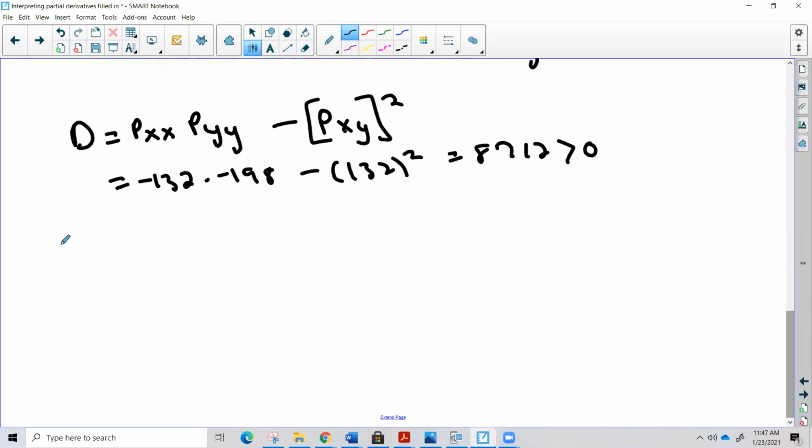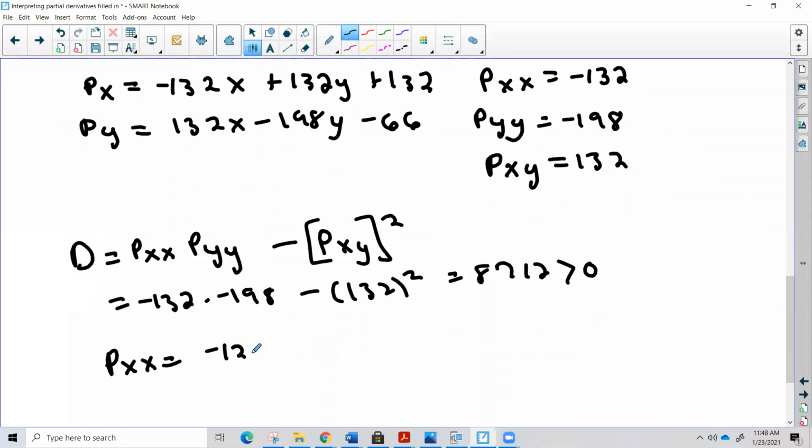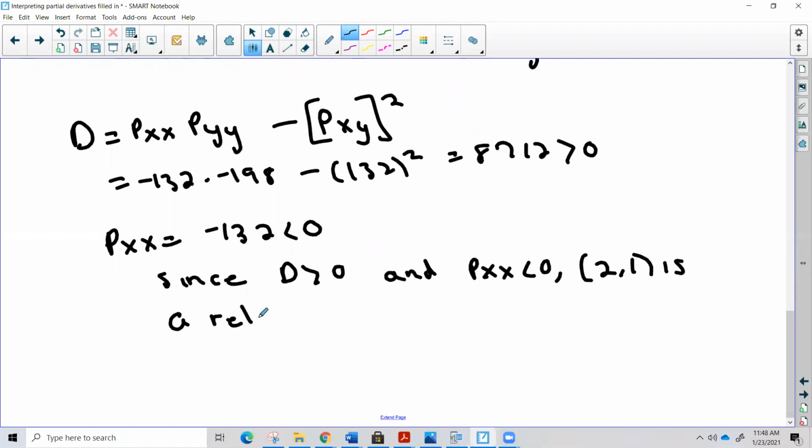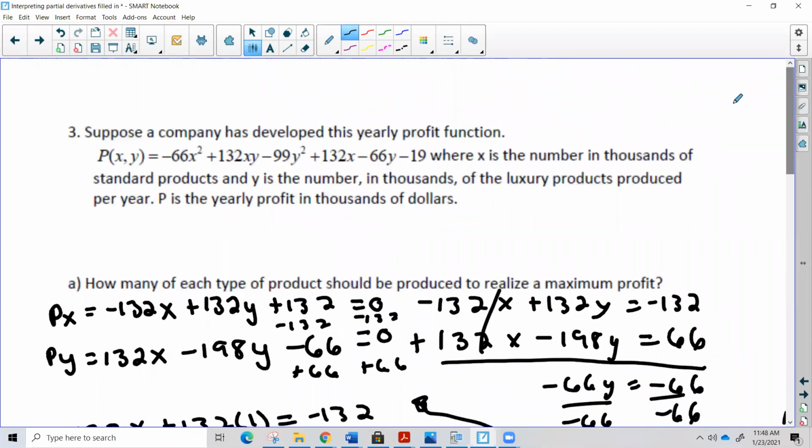So again, anytime D is greater than 0, we have a max or a min. We have to look at the sign of P of xx, which is negative 132, so it's less than 0. So since we're verifying it, you should write this out. Since D is greater than 0 and P of xx is less than 0, 2, 1 is a relative max. Okay, so that's one example of a profit function, and then I'll do another video with another example.